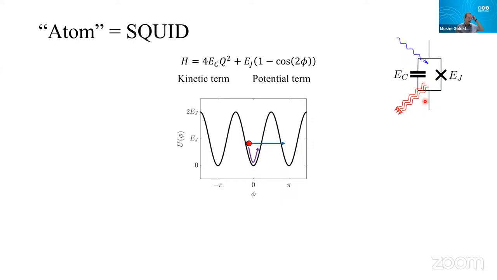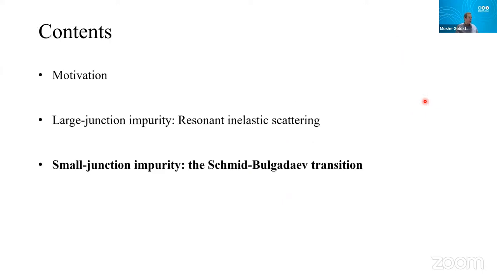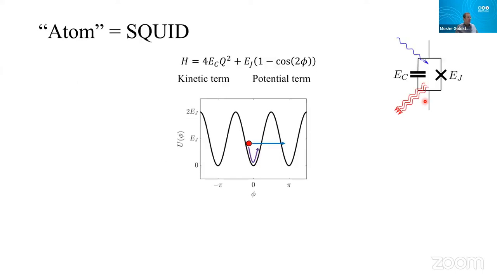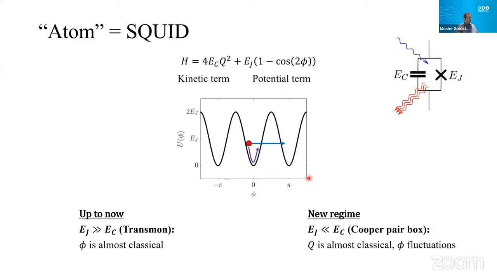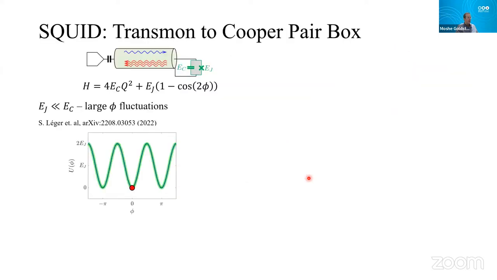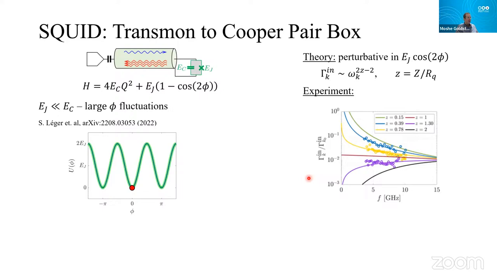Okay, so just something about the second part. In the second part, our experimentalist friends made the junction even smaller. Then the cosine potential becomes smaller and the phase can fluctuate a lot. In terms of superconducting circuits, we go from the Transmon regime to the regime of Cooper pair boxes. And what they find is that if they look at the inelastic scattering, depending on the impedance, it can either become smaller as a function of frequency or actually become larger and larger.